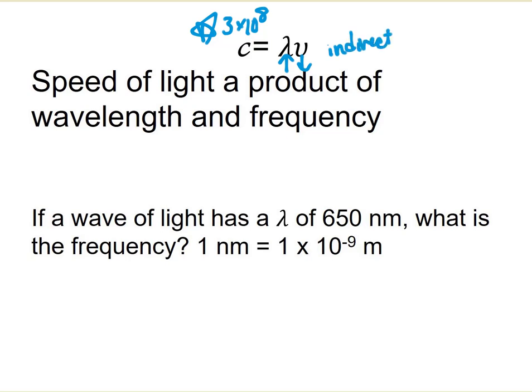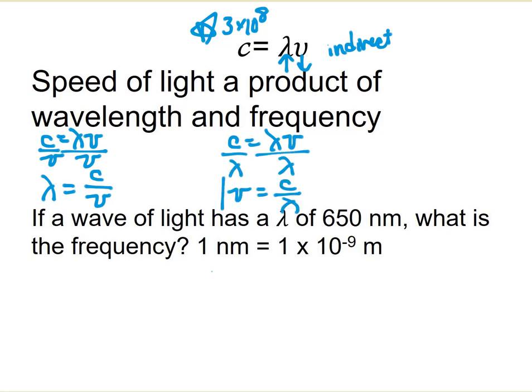We can rearrange that equation. So if we needed to solve for wavelength, I could divide each side by frequency. So I would get wavelength equals the speed of light divided by frequency. And I also could use this equation to solve for the frequency. So I'd have frequency equals speed of light divided by the wavelength.